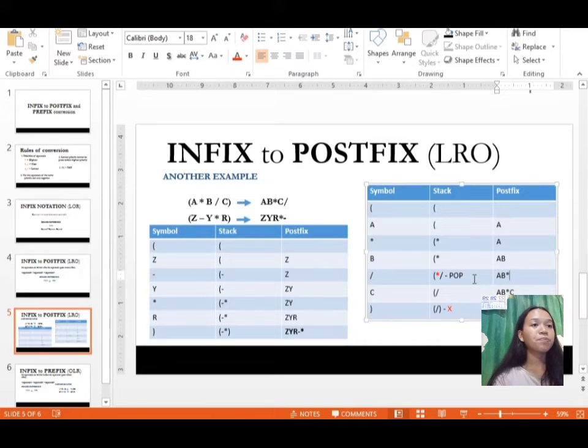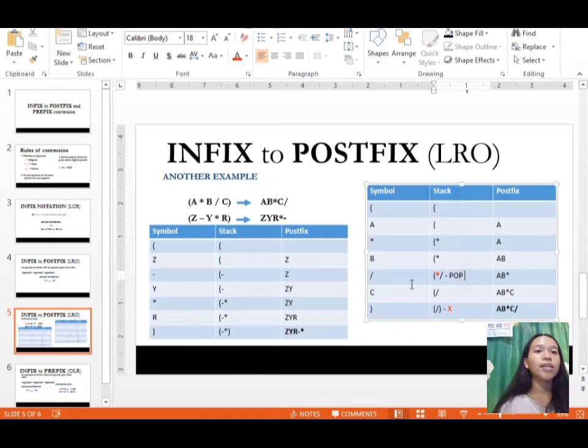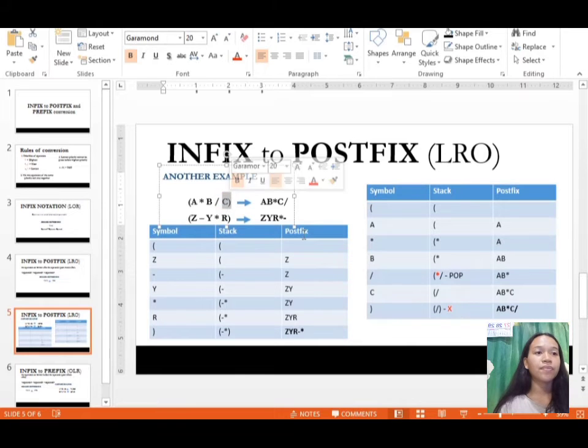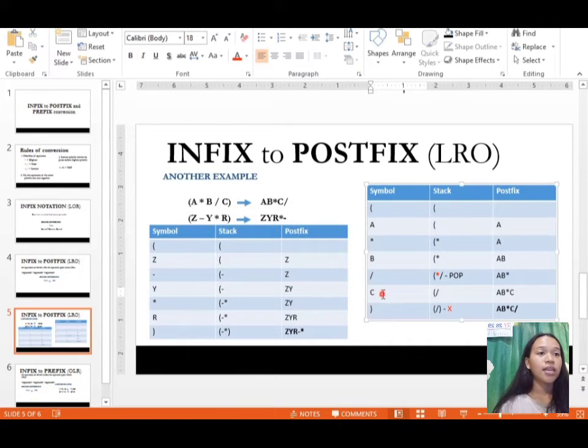And then times is popped from the stack, so assuming only division remains in this part. The next symbol is letter C. Since this is an operand, we put it in postfix. So the elements in postfix are updated from AB times to AB times C. And our stack remains as is.